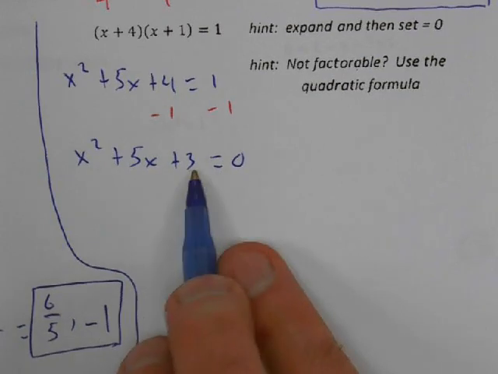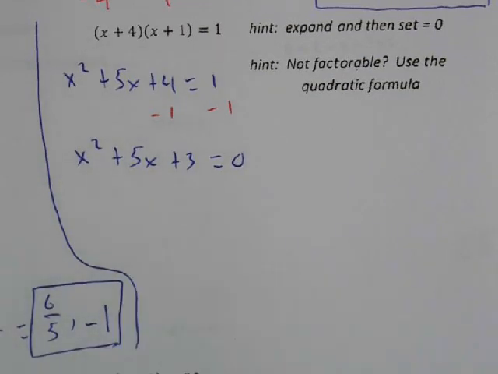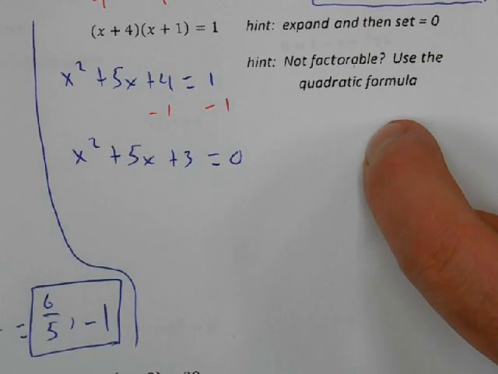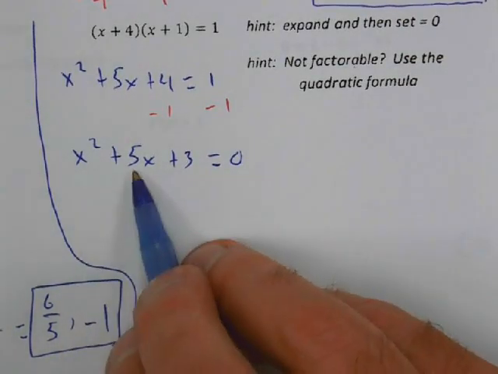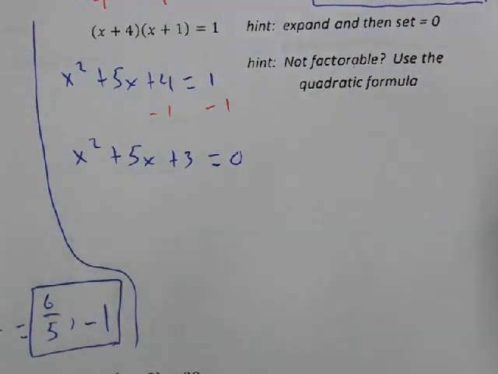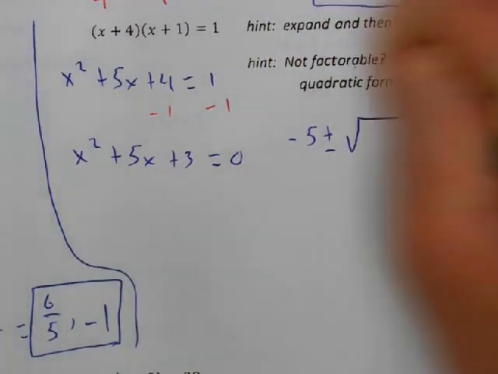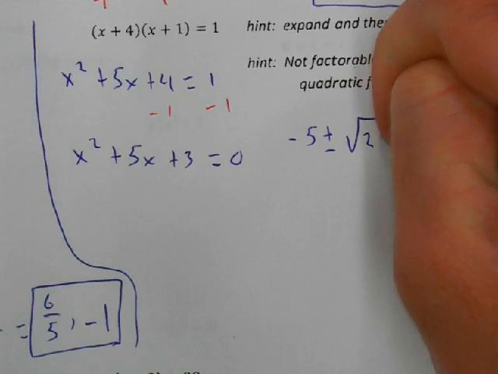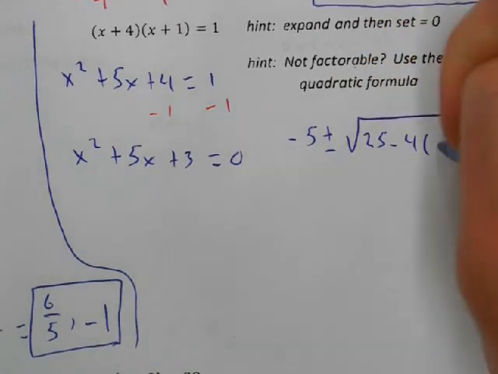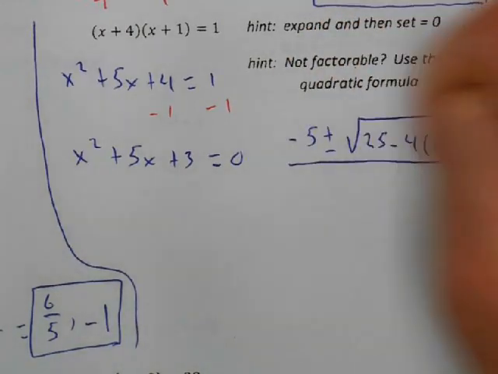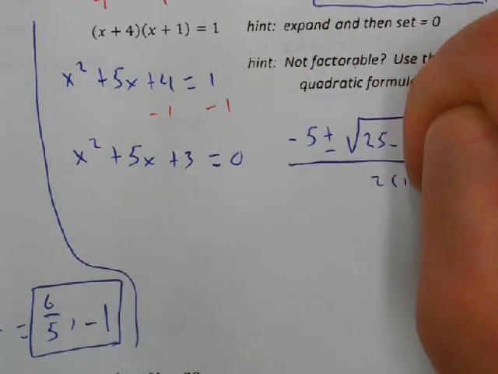Well, does anything multiply to 3 and add up to 5? No, so it's not factorable, which means we pretty much want to use the quadratic formula. Okay, so let's scoot over here to the right and we'll plug it into the quadratic formula. Our a value is 1, our b is 5, our c is 3. So we're going to get negative b plus or minus the square root of b squared, which is going to be 25, minus 4 times a, which is 1, times c, which is 3, over 2 times a, which is 1.